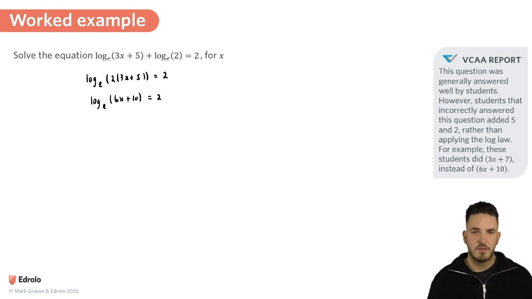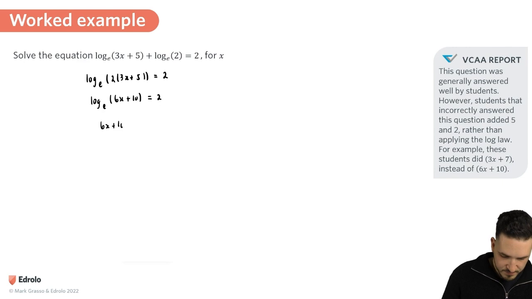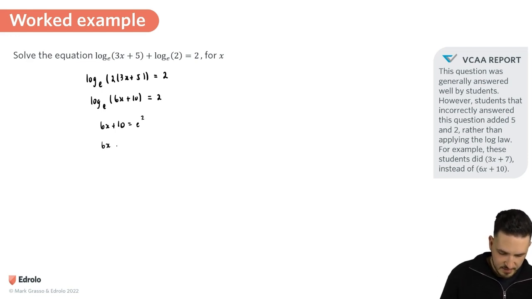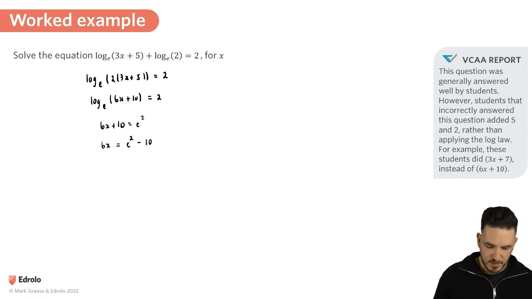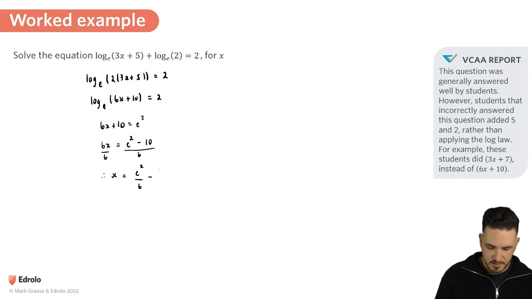Now we can't simplify that any further from a logarithmic perspective. So we can convert now to exponential form or index form. So we can use a base of e to the other side. So it becomes 6x plus 10 equals e squared, and then we're going to have 6x equals e squared minus 10, so we're just solving for x. Divide both sides by 6, so therefore x equals e squared on 6 minus 10 on 6.